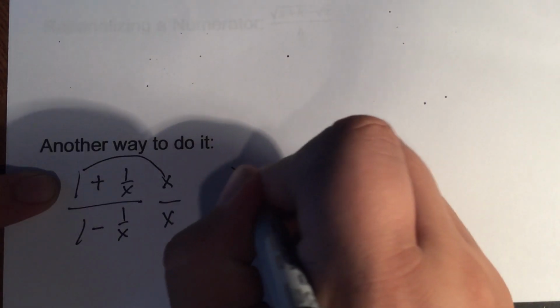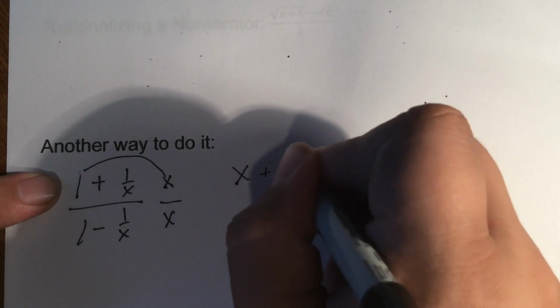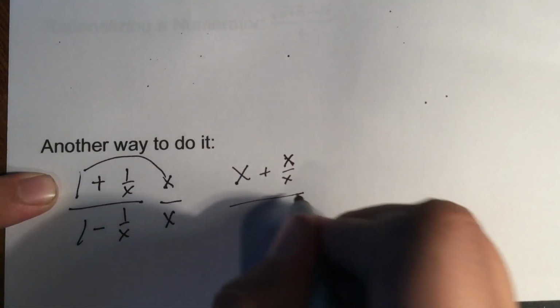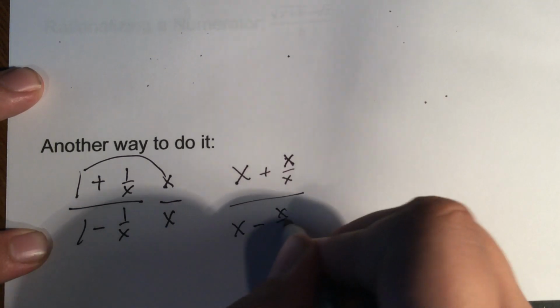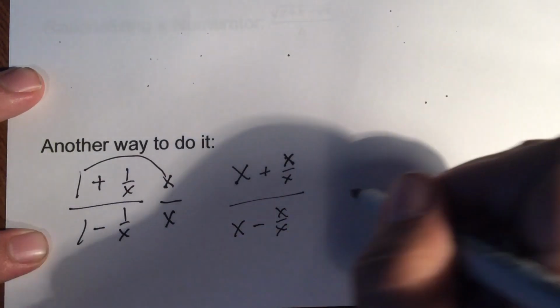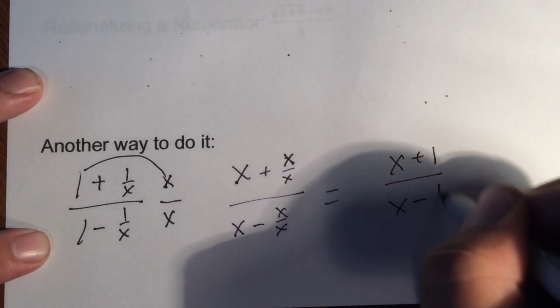So when I distribute, x times 1 would give me x. x times 1 over x would be plus x over x. Here, distribute it in and get x minus x over x, which x over x is 1, so we get x plus 1 over x minus 1.